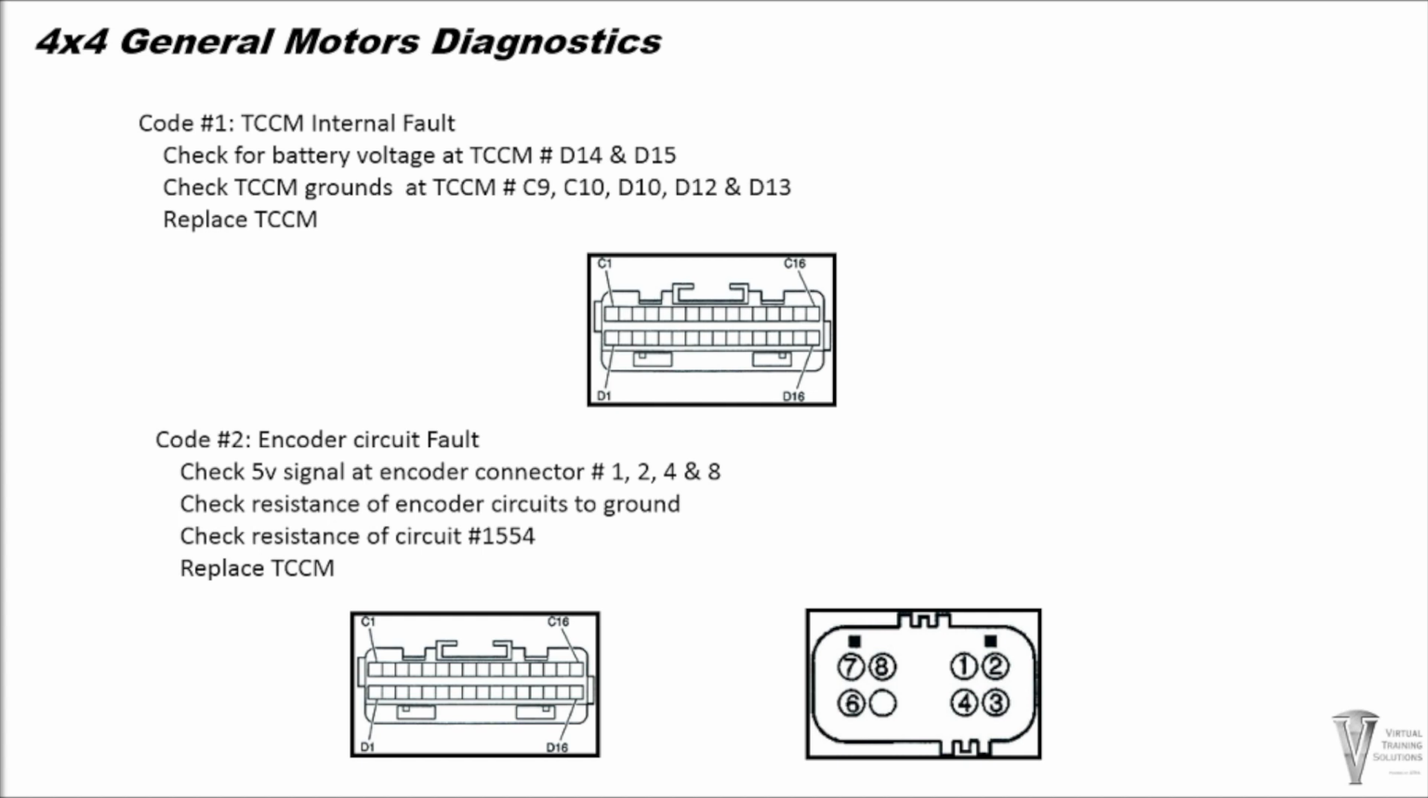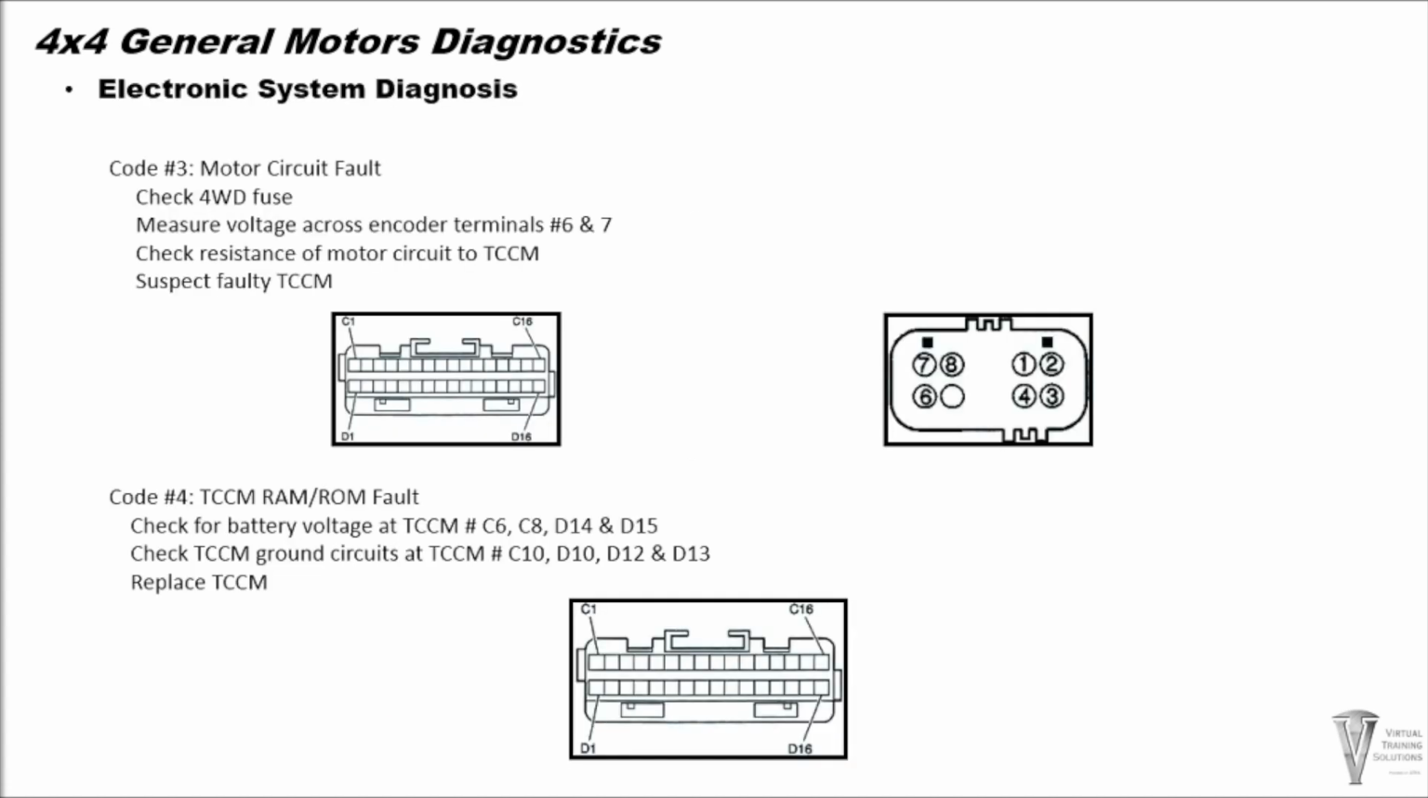The next step is to measure the resistance from the encoder motor circuits to the transfer case ground. If the resistance in the circuit is less than 5 ohms on any other circuits, replace the encoder motor assembly. If the resistance on the internal circuits is greater than 5 ohms, the next step is to check the resistance on circuit number 1554 from the Transfer Case Control Module to the encoder motor. If the resistance is less than 2 ohms, replace the Transfer Case Control Module. Remember, always check the Transfer Case Control Module power and grounds before replacing the Transfer Case Control Module.